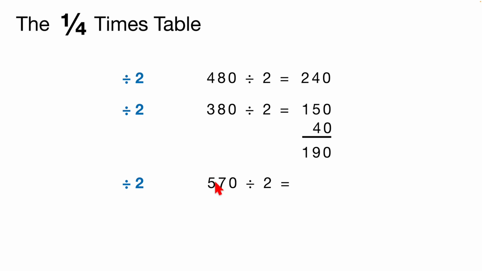This 5 represents 500, so that will give you 250. This 70 is tricky. 70 divided by 2, well, you might think that's 60 plus 10. 60 gives you 30, and the 10 divided by 2 is 5, so that's 35. Is that right? I always suggest checking. So 35 times 2, well, that's 6 and 10, so that's 70. That's hopefully correct. So let's add them up. 285, that's 570 divided by 2.